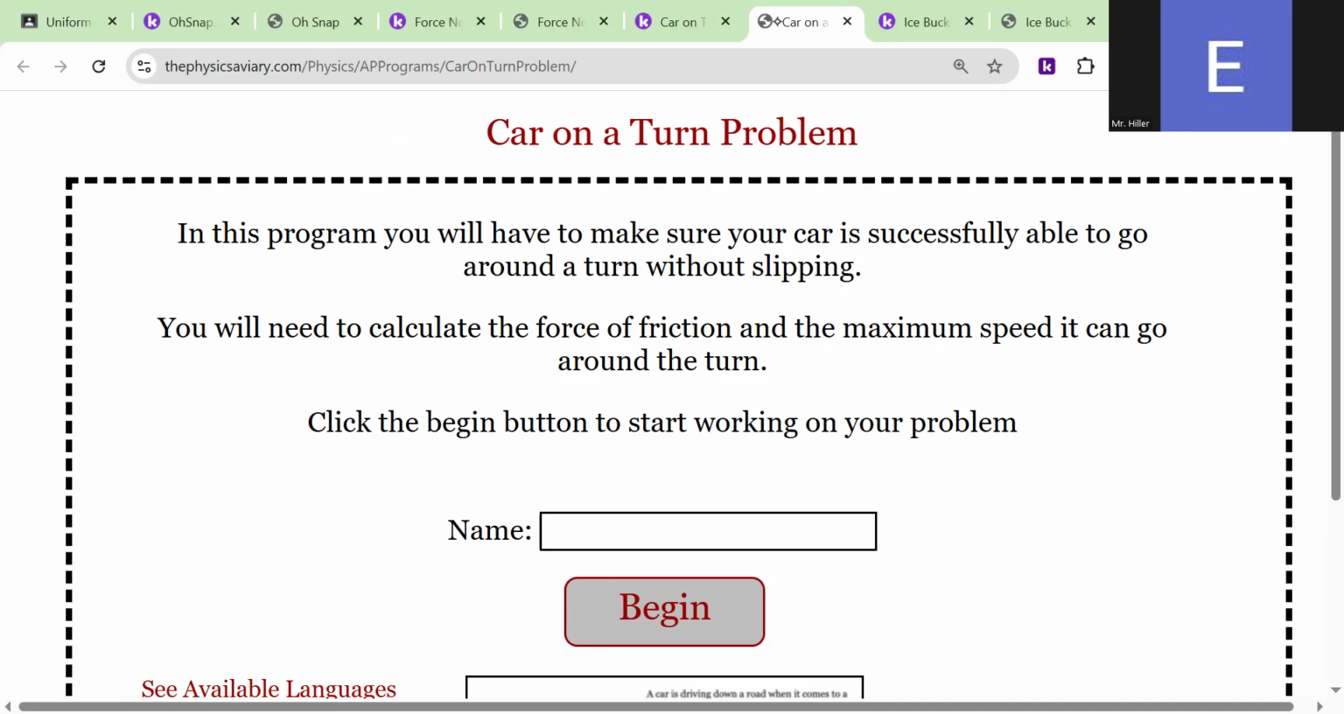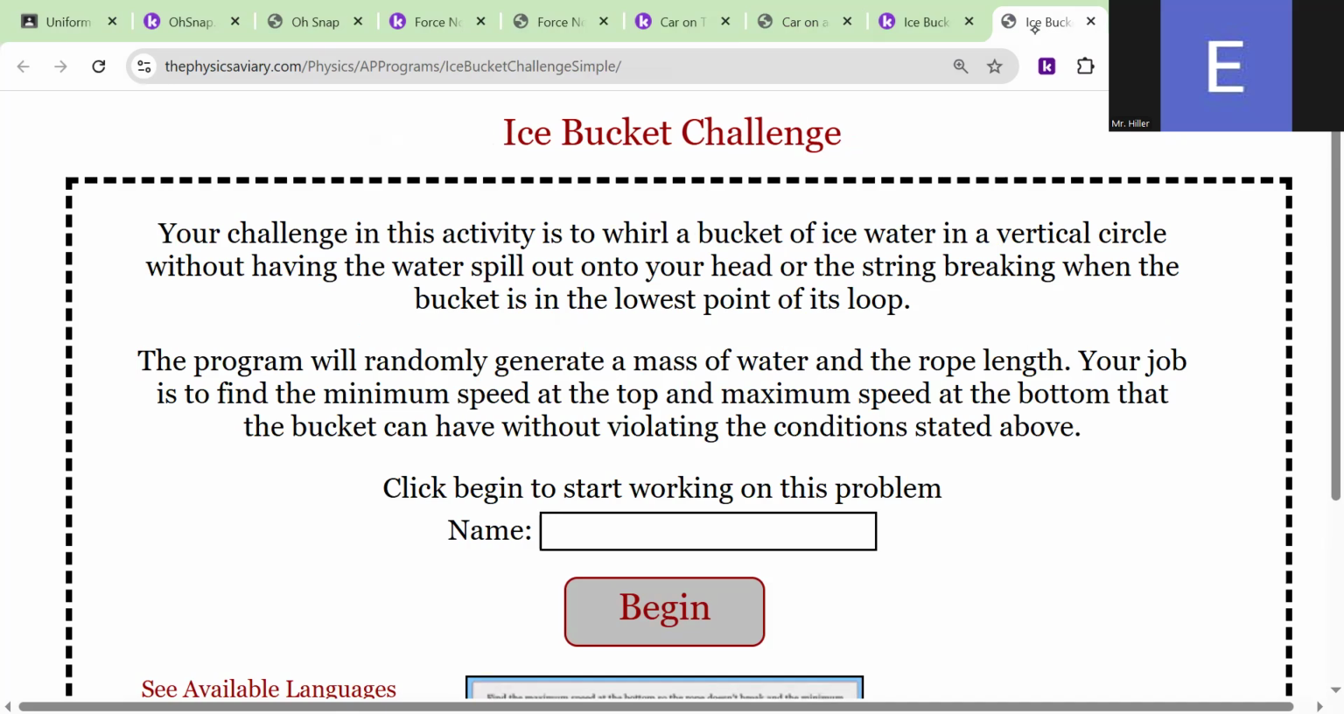And then finally, question number four, you're going to have what's called a vertical circle. In this challenge, you're going to whirl a bucket of ice water in a vertical circle without having the water spill out onto your head or the string breaking when the bucket is at the lowest point of its loop. It will randomly generate a mass of water and a rope length. Your job is to find the minimum speed at the top and the maximum speed at the bottom that the bucket can have without violating the conditions that we stated earlier. So there we go. Let's go ahead and get started.